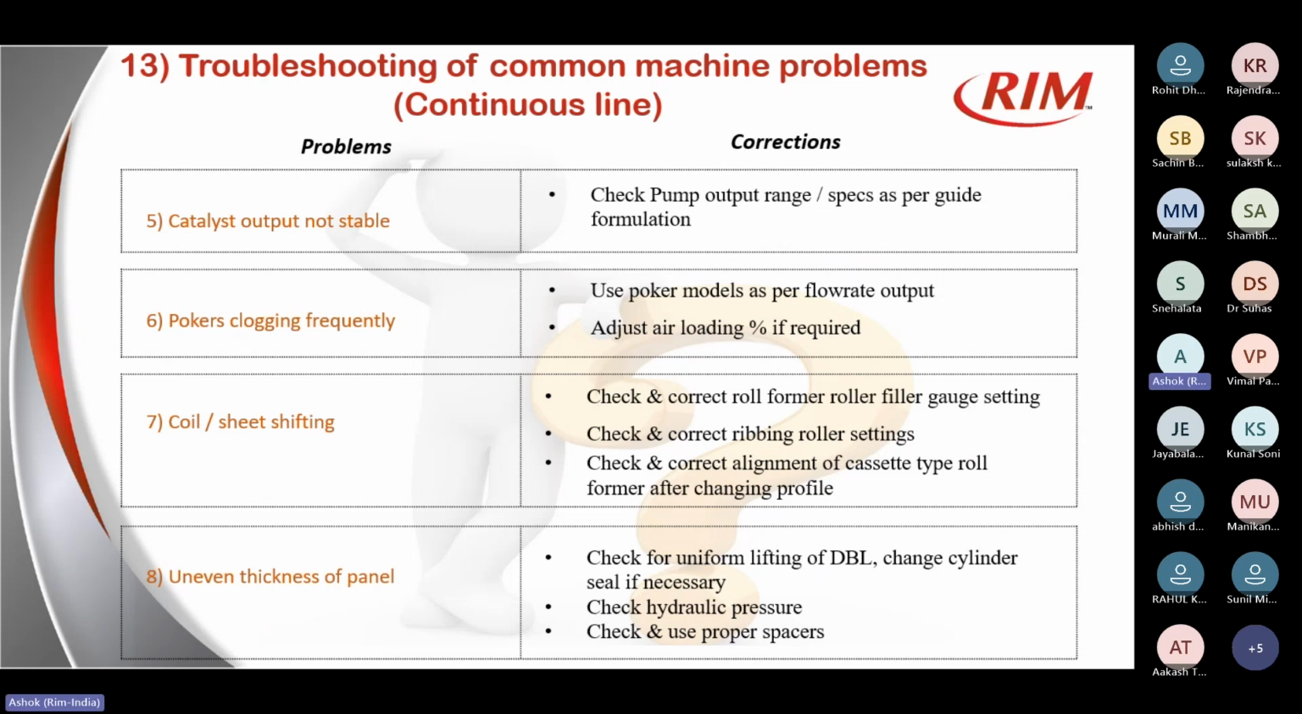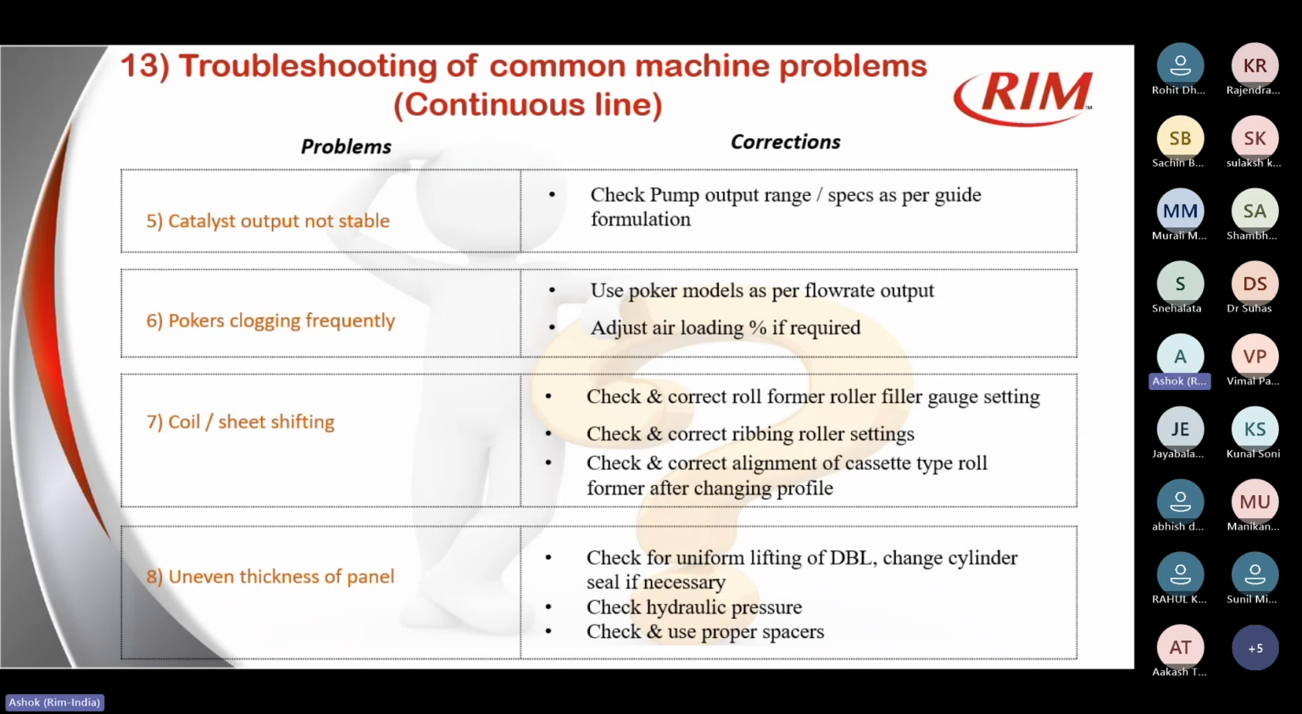Poker clogging frequently. This is related to the oscillation poker. I have to check the poker model, whether the correct model is being used as per the panel thickness, line speed, basically the output of the PU. And then again, I have to check the air nucleation, the air percentage, whether it is correctly adjusted.